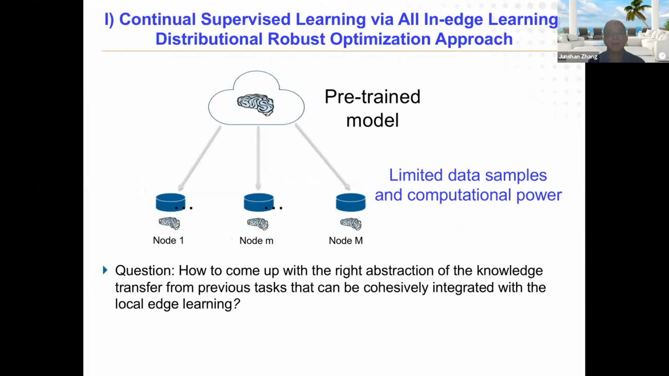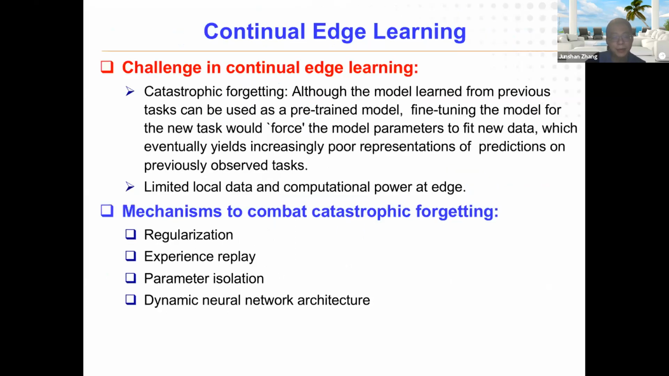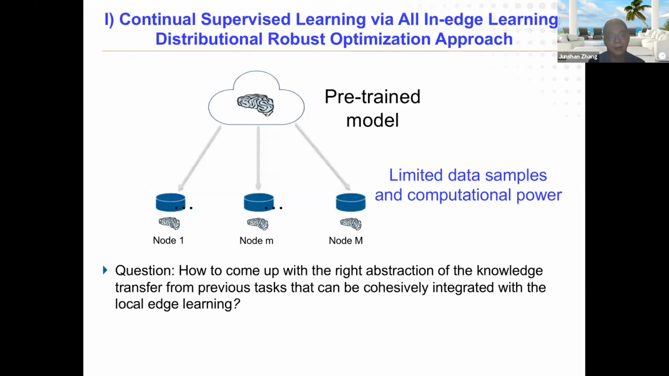Okay, so the very first one is continuous supervised learning using so-called all-in-edge learning. All-in-edge learning means the model training is done 100% at the network edge, completely at the network edge. So this is clearly very challenging. To do that, we take a so-called distributional robust optimization approach and try to make use of these mechanisms, regularization, experience replay, to combat catastrophic forgetting.